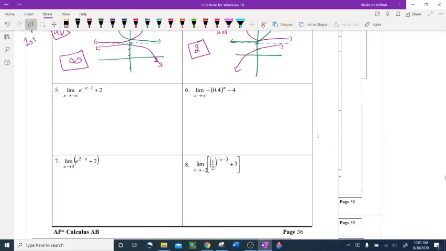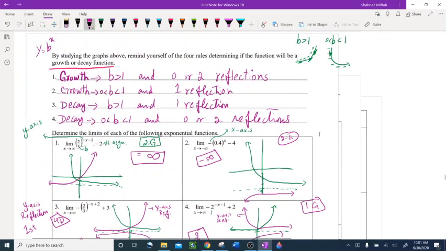Question number 5, x is approaching negative infinity, e. If you plug e into the calculator, it will give me 2.7 something. I don't remember the whole thing, but it's 2.7, which means b is greater than 1. So if b is greater than 1, then my options are 1 and 3.